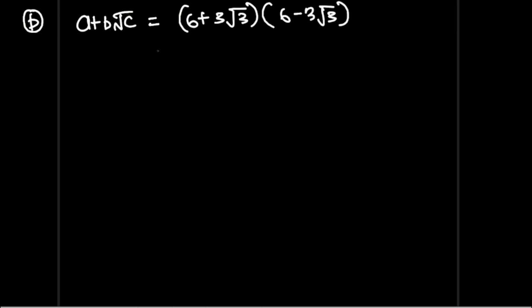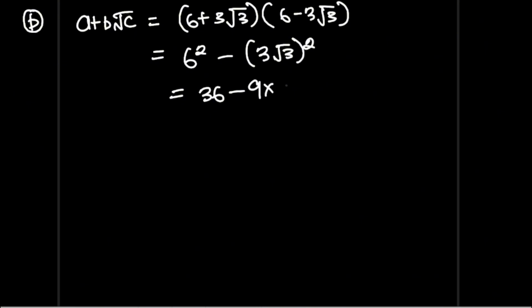Okay, so if you look at this one, it seems they are conjugates of each other, so we just apply difference of two squares. 6 squared minus 3 root 3 squared. Okay, so 6 squared is 36 minus 3 squared, which is 9, multiplied by root 3 squared, which will be 3. So 36 minus, and then we have the 9 times 3 should be 27.